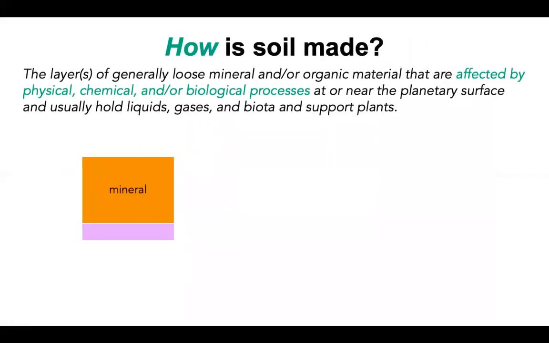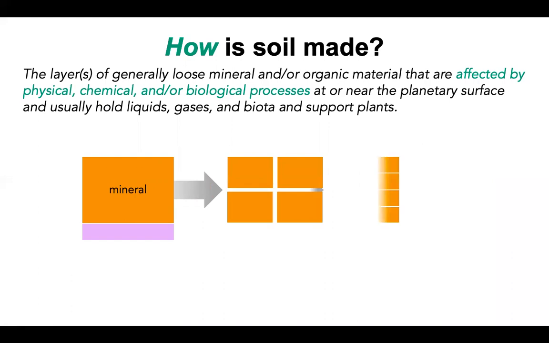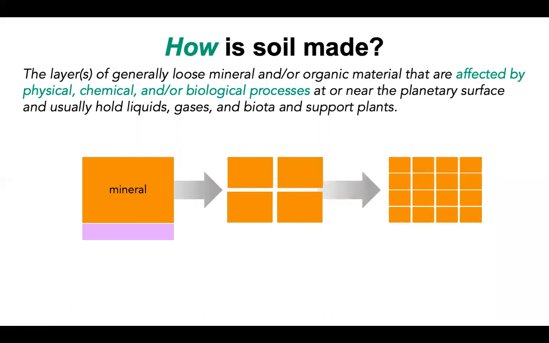So how does soil become like that? How is it made? So within that definition, soil is affected by physical, chemical, or biological processes. Now, what happens is that mineral piece starts to be affected by these processes. And one of those processes breaks it down. It breaks it into smaller pieces. And that happens over and over and over again to move from big rocks and boulders all the way down to tiny little particles of soil.